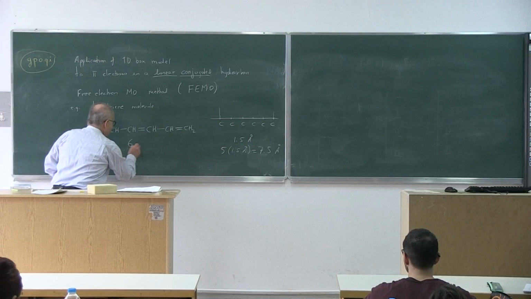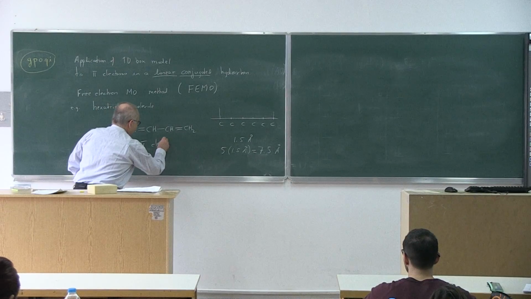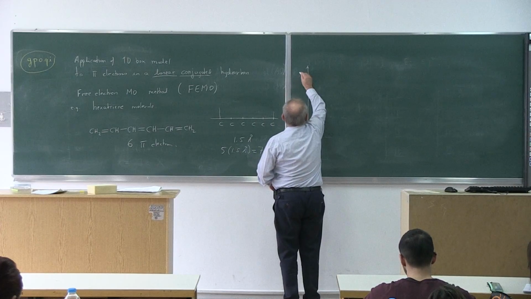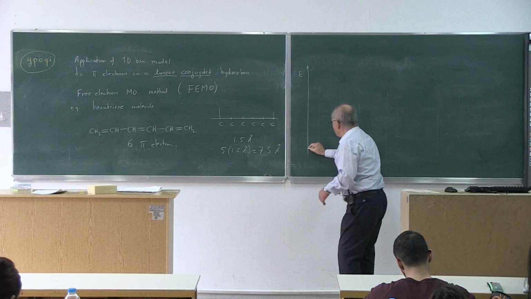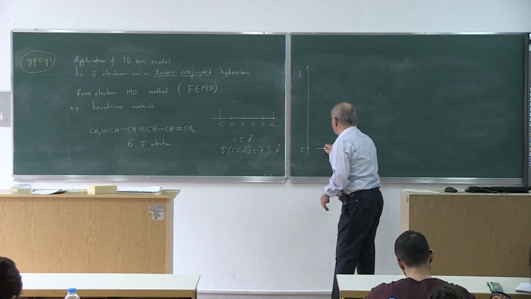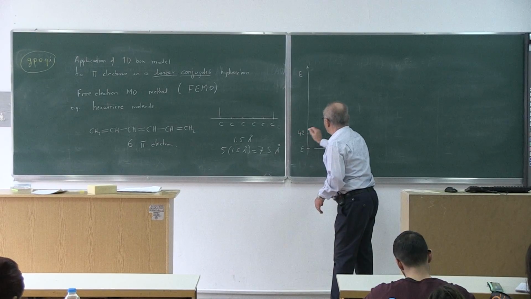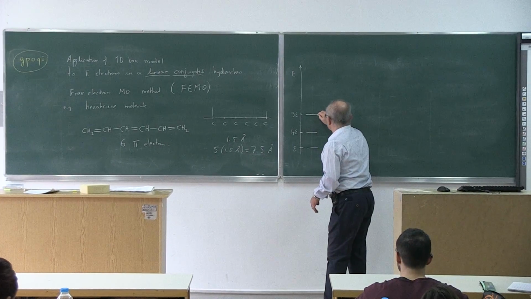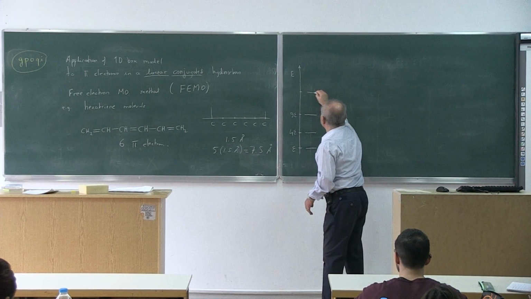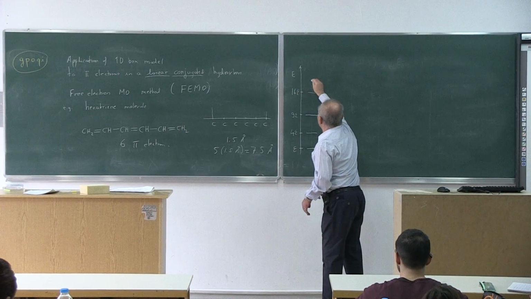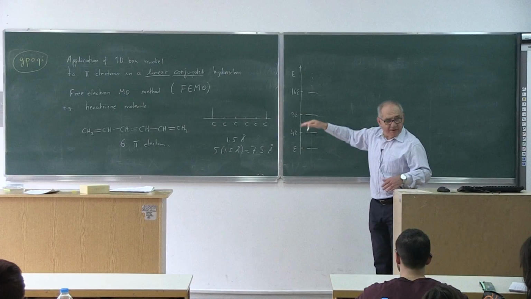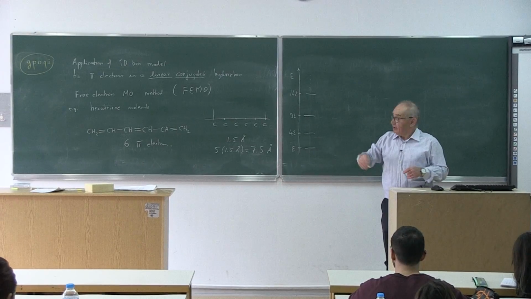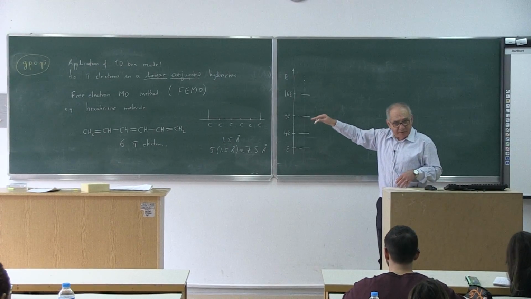In this problem, there are 6 pi electrons. Let us indicate the ground level. This is epsilon. This is 4 epsilon. This is 9 epsilon. Next one, 16 epsilon. These are the allowed energy levels for a single electron in the particle in a box model.